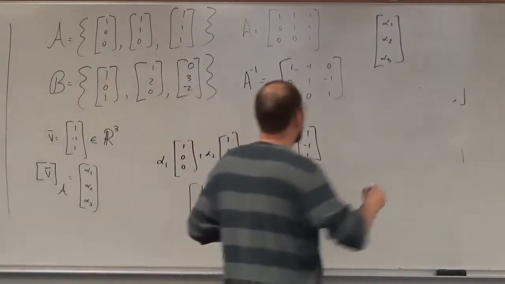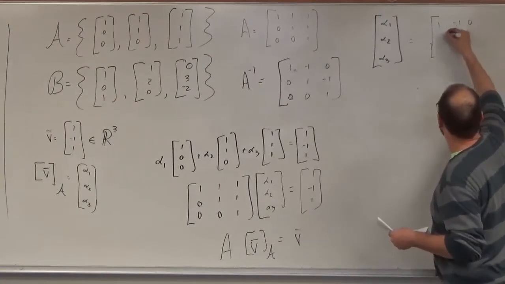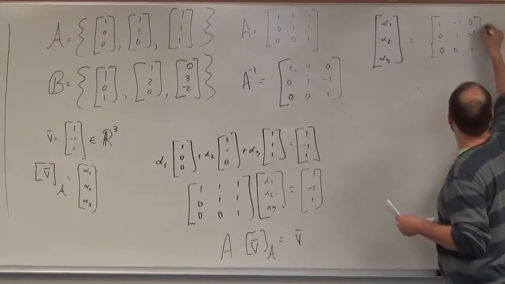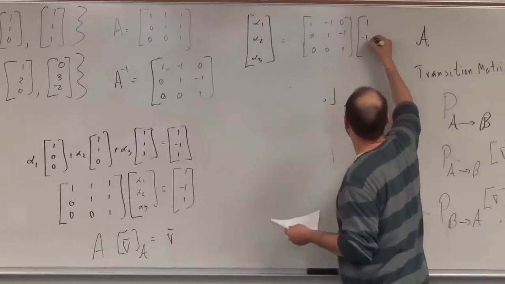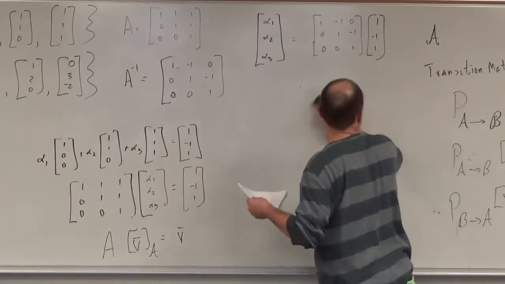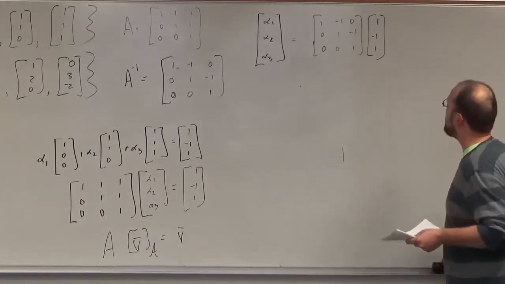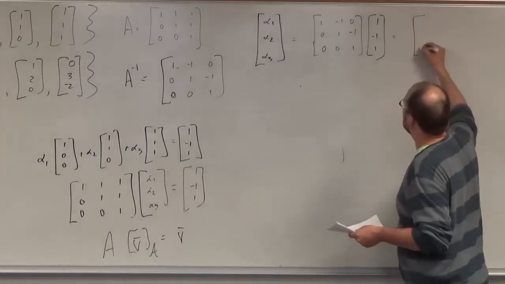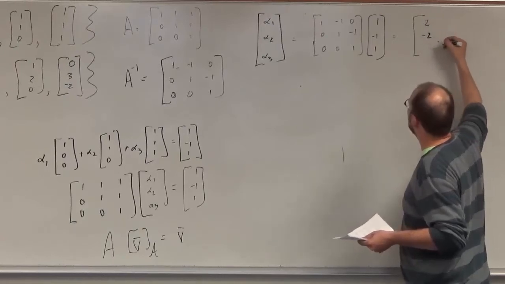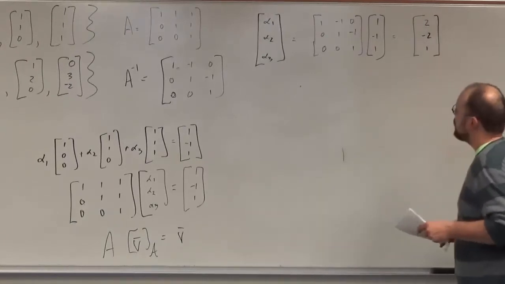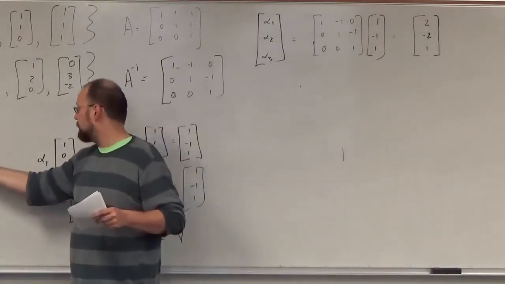Okay. So the coordinate vector is the inverse of A times the vector itself, in the sense that that vector is... I'm not going to talk about coordinate vectors with respect to the standard basis. So we get 2, -2, and so this is the coordinate vector for this vector relative to basis A.